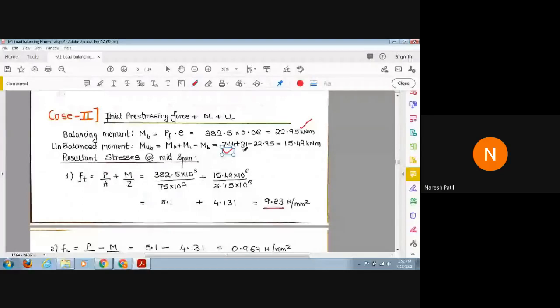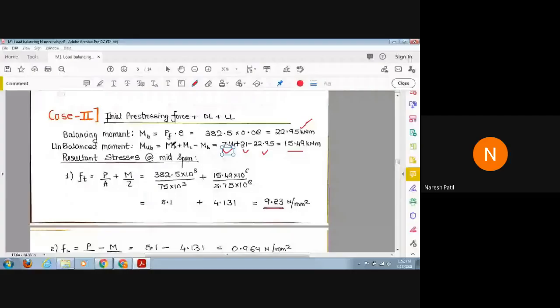This is the total moment due to external load minus the balanced moment, P into E. Now again P by A plus M by Z, P by A minus M by Z. So we got the stress distribution in the cable at midspan due to dead load, live load and pre-stressing force. Okay, now we'll go to the next problem.